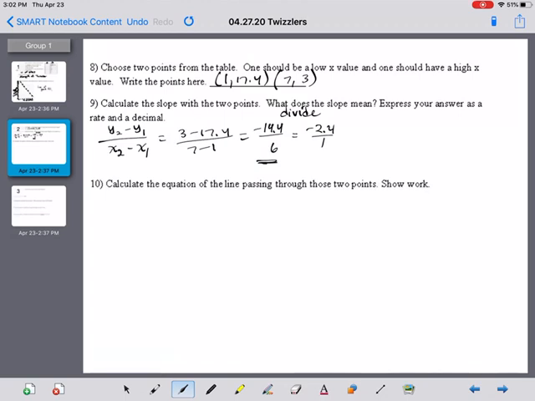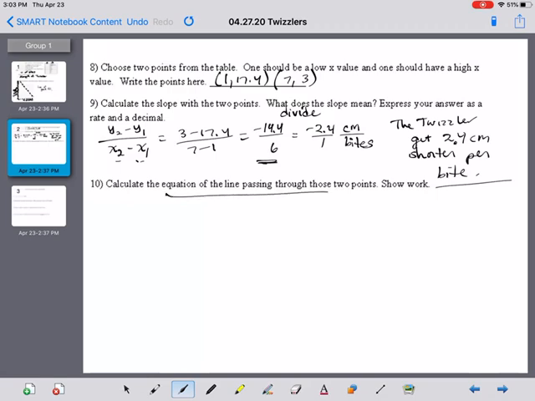Okay, so think of it: change in y, the units in the y is centimeters, right? So this is centimeters, and then the units for x are bytes. So that's the unit. You figure out the y over the x. So it means the Twizzler gets 2.4 centimeters shorter per byte. Okay, so that's the point. So a slope is a rate of some sort, and that's the rate.